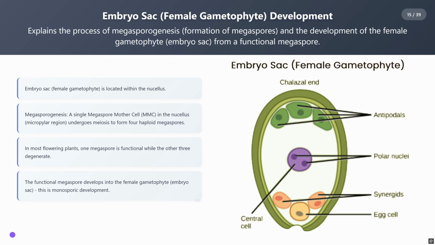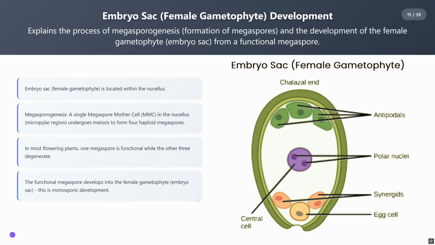A megaspore. And how do these megaspores get formed? Is it similar to how microspores were formed? Yes, the process is analogous. It's called megasporogenesis, the formation of megaspores from the megaspore mother cell, or MMC. Usually, a single MMC differentiates within the nucellus, typically near the micropylar region.